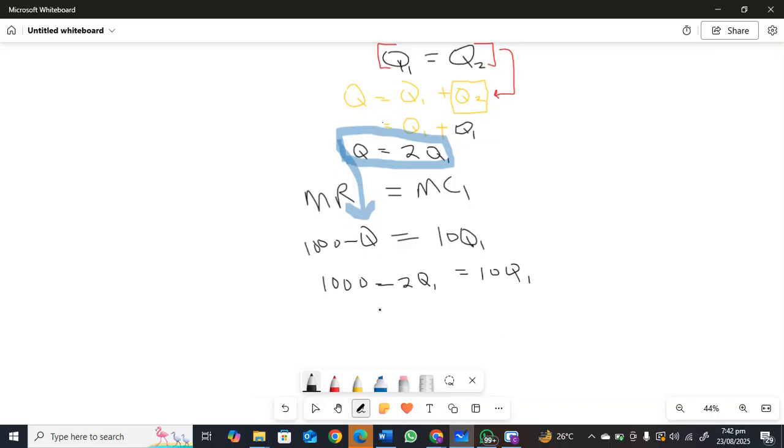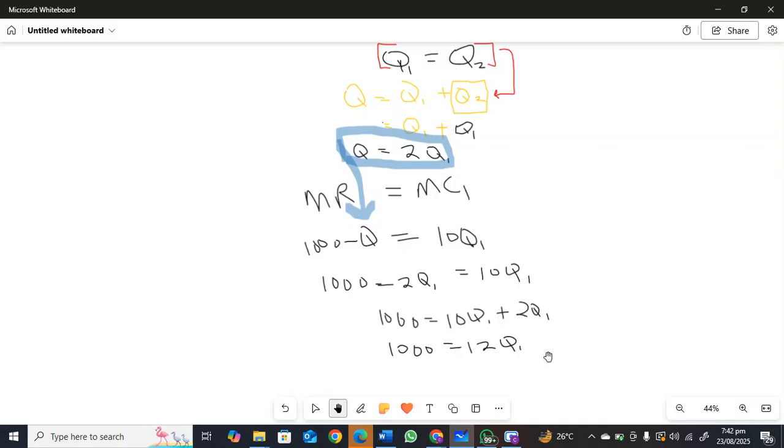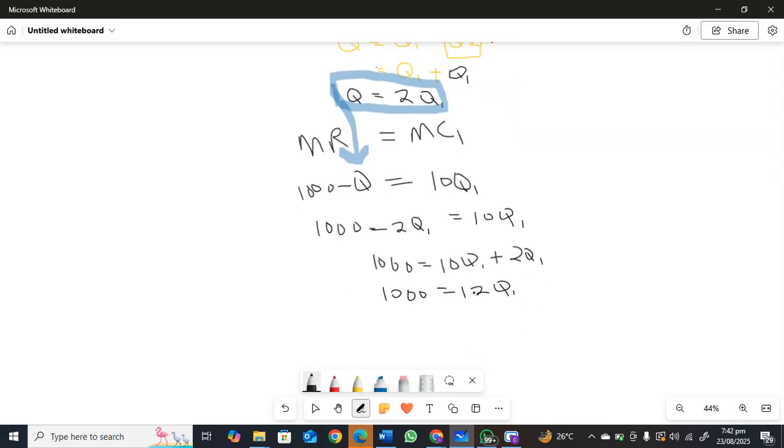Group like terms together, so it's going to be 1,000 equals 10Q1 plus 2Q1, and we have 1,000 equals 12Q1. To get the value of Q1, we divide both sides by 12.